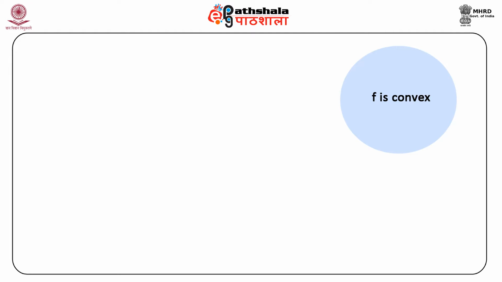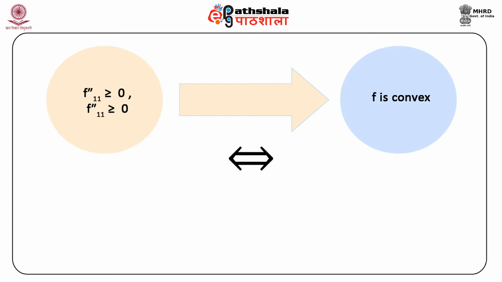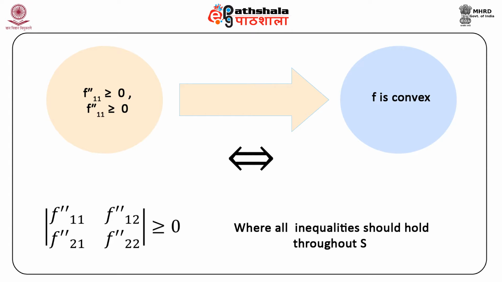f is convex if and only if f''11 is greater than or equal to 0 and f''22 is greater than or equal to 0, and the determinant of the second derivative matrix is greater than or equal to 0, where all the inequalities should hold throughout S.